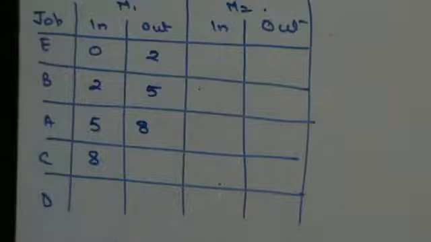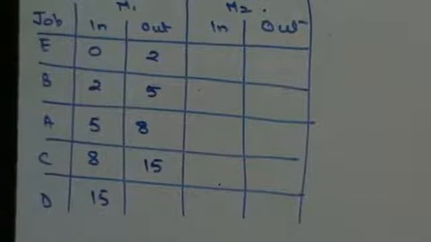Then job C takes on machine 1 7 hours, so that's 15. So 15 comes here as it is. And on machine 1 job D takes 5 hours, so that is 20.